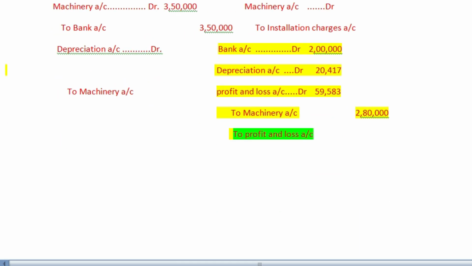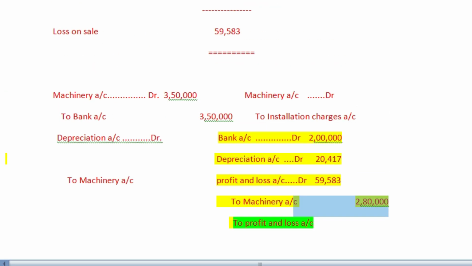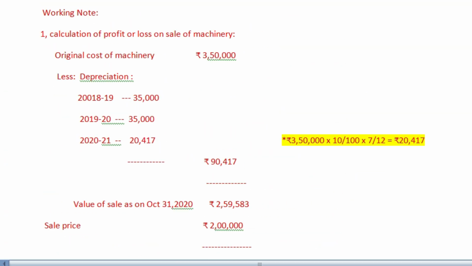And here I have written to profit and loss account. If there is a profit, then the profit and loss account will not be debited; the profit and loss account will be credited. If loss, the profit and loss account will be debited. So either one is possible, both are not possible. The machinery value is 2,80,000, and in the year of sale, the machinery depreciated value is 2,80,000. Here I have shown the whole year's depreciation.